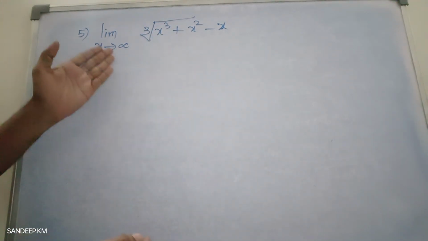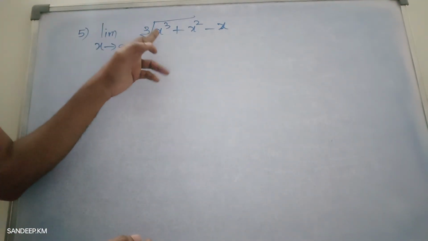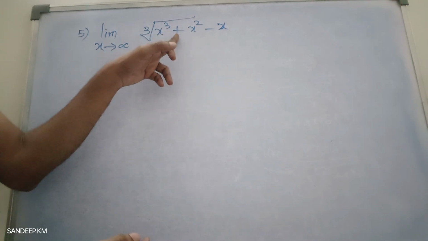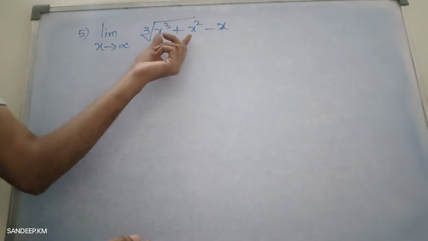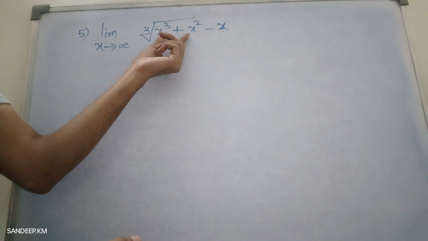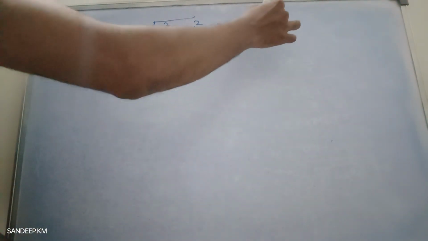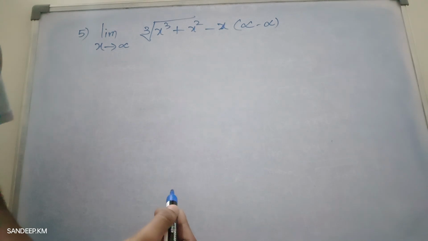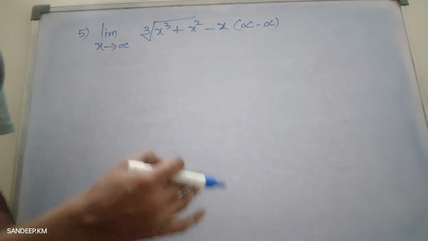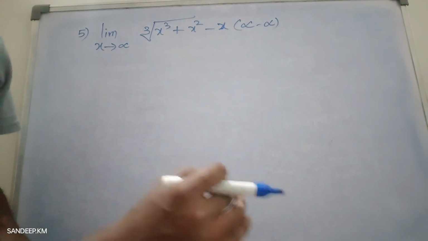But before that, if you substitute x as infinity, you will get infinity cube plus infinity square, which is nothing but infinity only. Under root, cube root of infinity is infinity minus infinity. So this question is in the form of infinity minus infinity. Now let us see how to solve this question using the help of rationalizing factors.